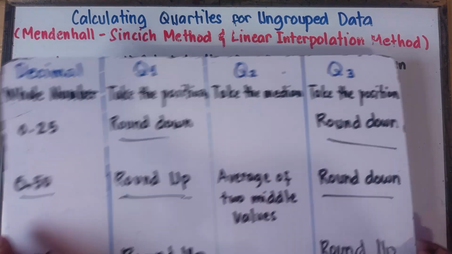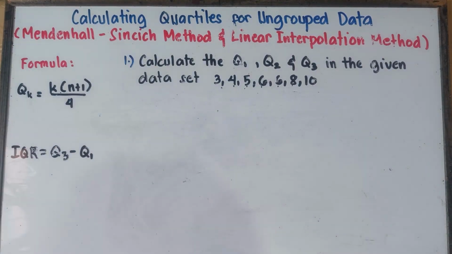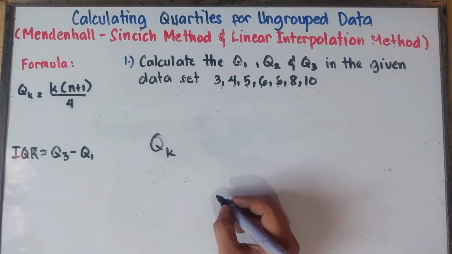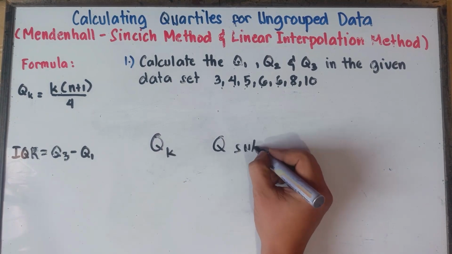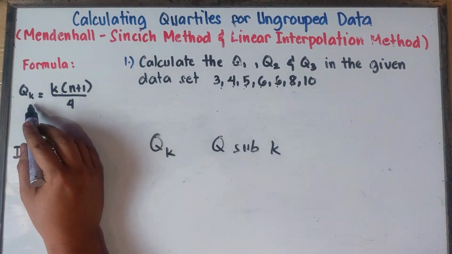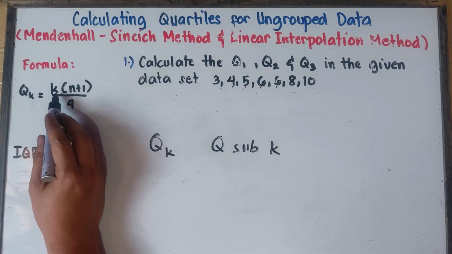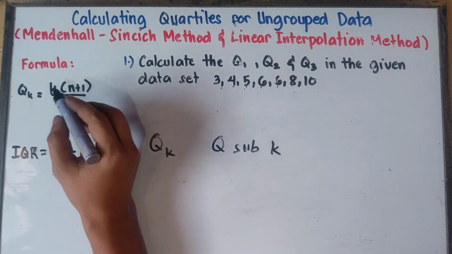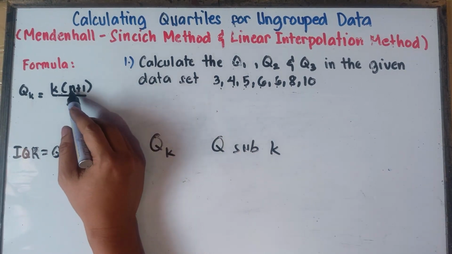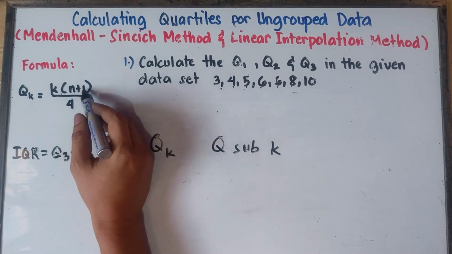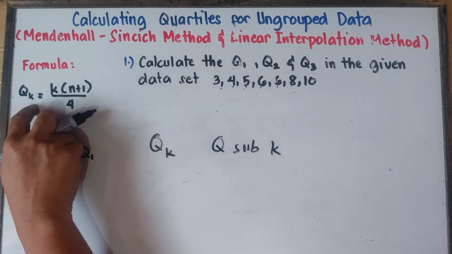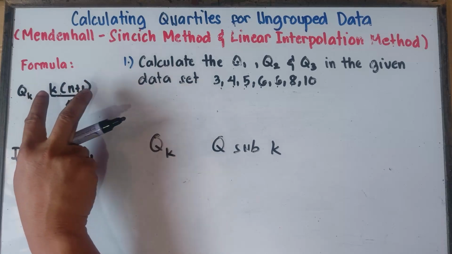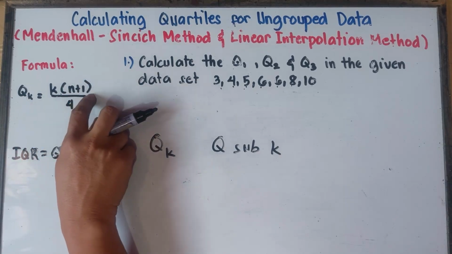Alright, let's do that. Let's start with example number 1. So this will be our formula. We have Q sub K. We read this one Q sub K. Okay, so we have Q sub K is equal to K times n plus 1. Once again, class, n is the total number of samples, total number of data set. And then plus 1 is constant divided by 4. Once again, class, K is the quartile that we're looking for. So we have K times n, the total number of samples, plus 1, divided by 4.